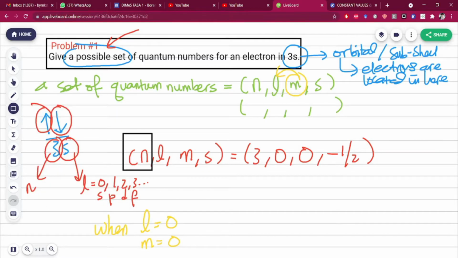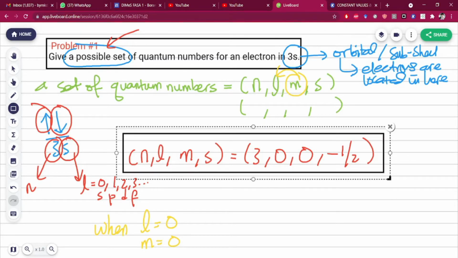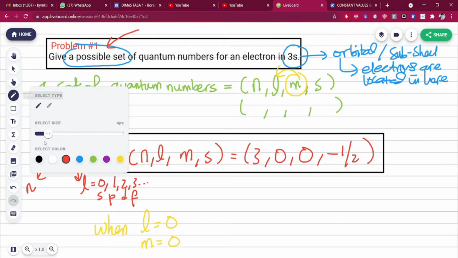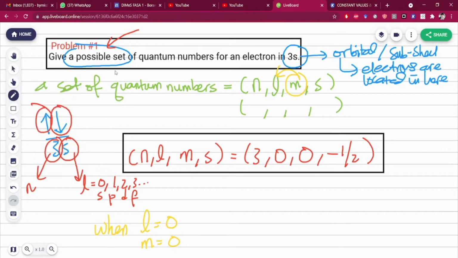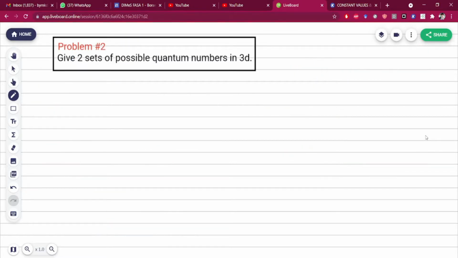So this is the answer. You've got your answer right here. Because the question wants you to write only one possible set, you have 1 mark. Let's have a look at another one, shall we?